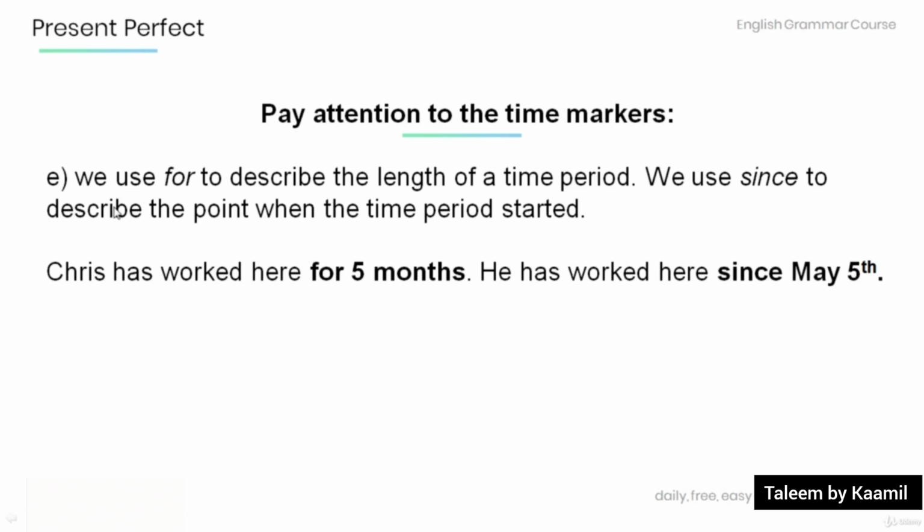E. We use for to describe the length of a time period, and we use since to describe the point when the time period started. Have a look at the example over here. Chris has worked here for 5 months. Length of a time period. He has worked here since May 5th. May 5th. The point when the time period started.